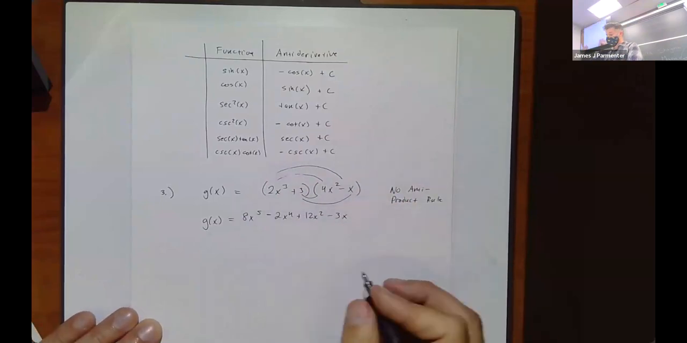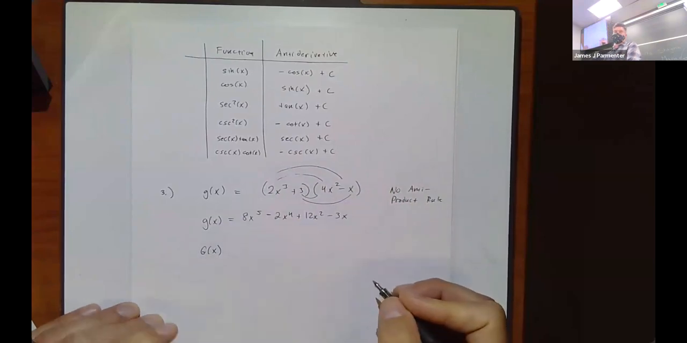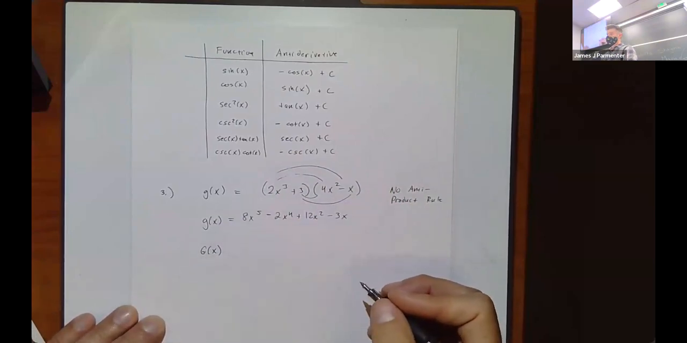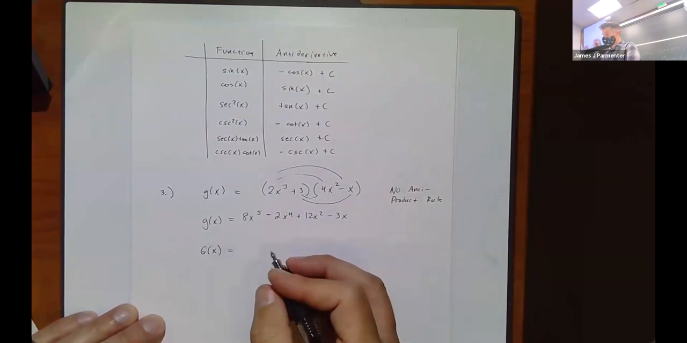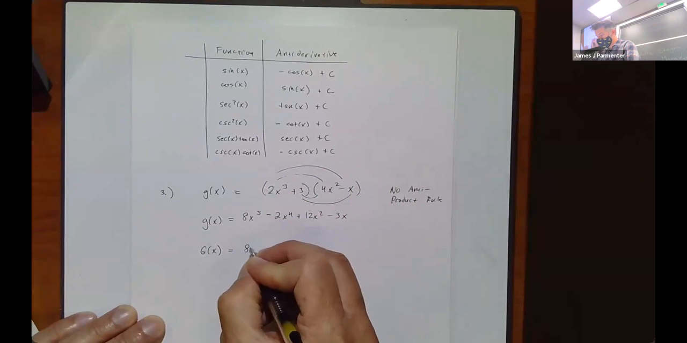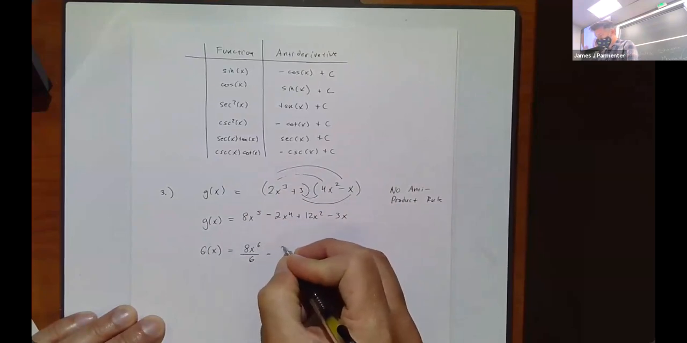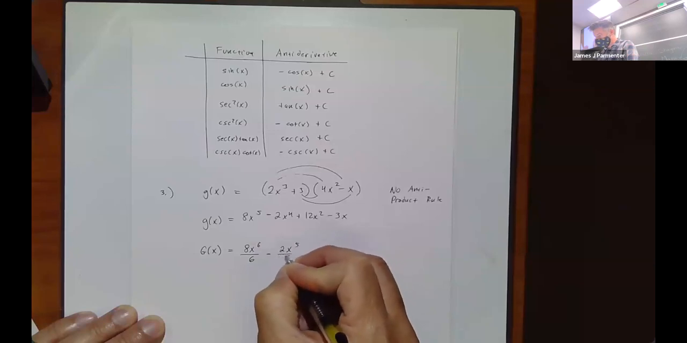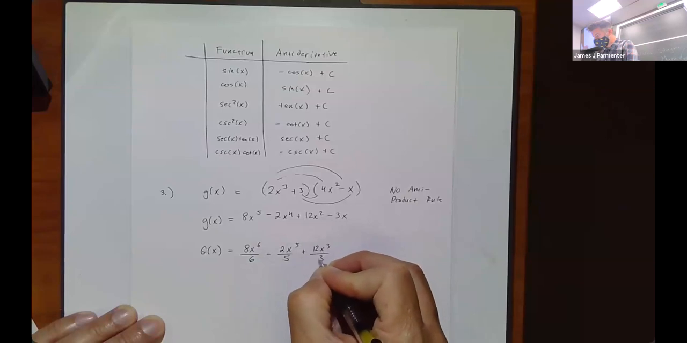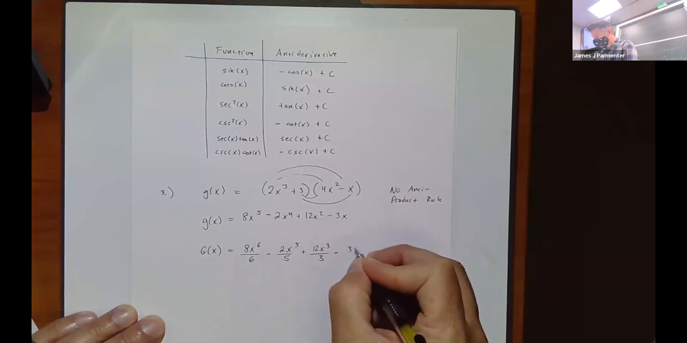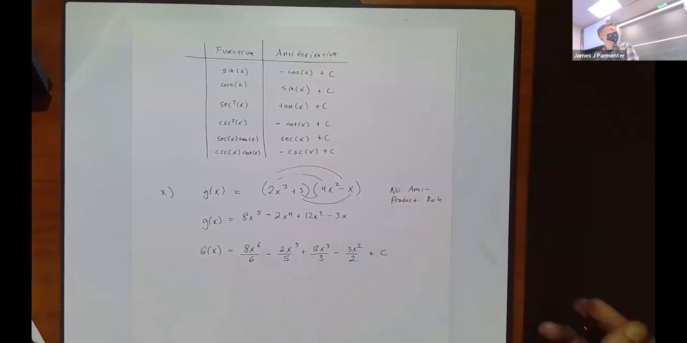Now I'm just going to use my anti-power rule. I'm going to write capital G because that's the convention for antiderivatives for now. And I'm just adding one to the power, dividing by the new power. And you get 8x to the sixth over 6 minus 2x to the fifth over 5 plus 12x cubed over 3 minus 3x squared over 2. Also constant.